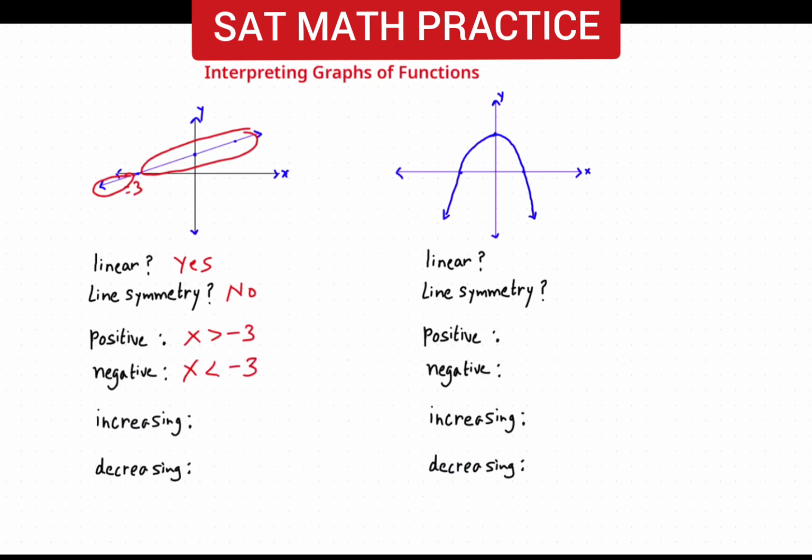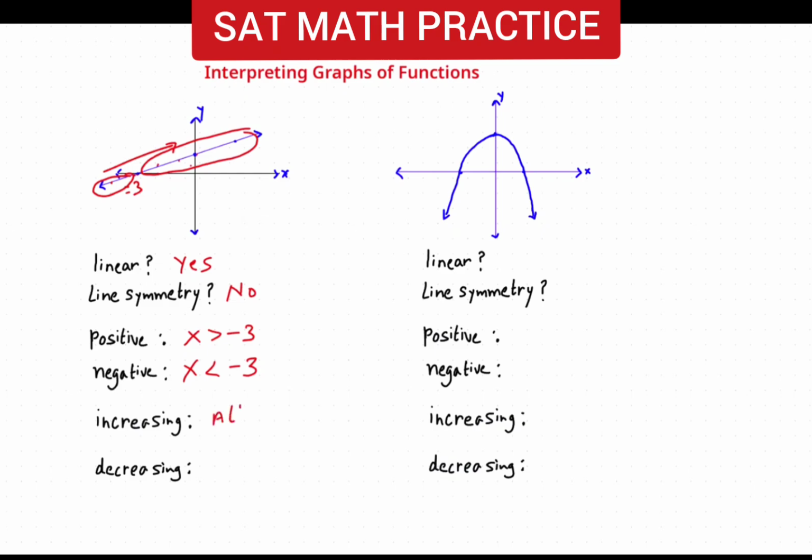Whether this graph is increasing or not. So you can say yes, all the points are increasing. If you see -3, it's 0. -2 will be some positive value. -1 will be more positive. At 0, it is 3. At 1, it is more. So it's increasing. So all points are increasing.